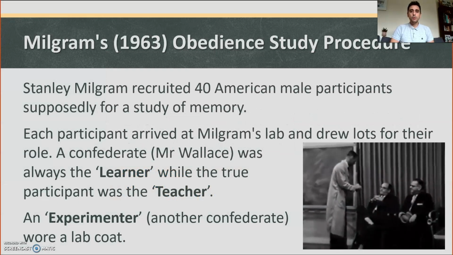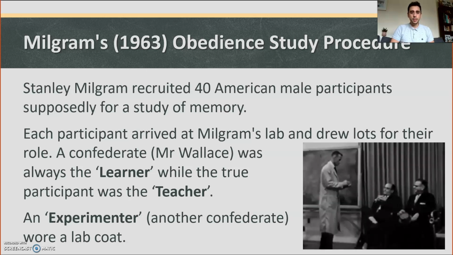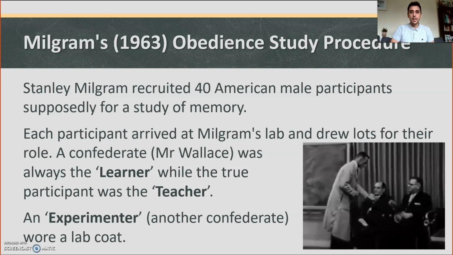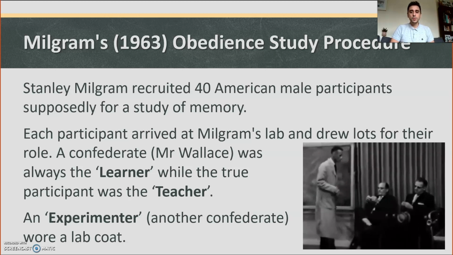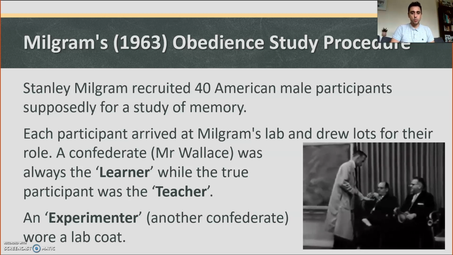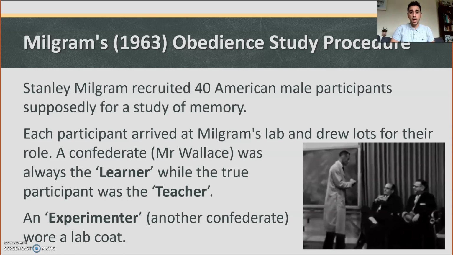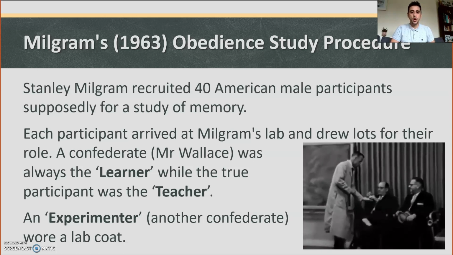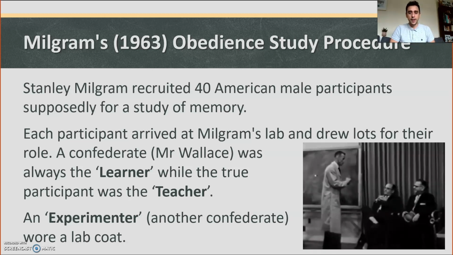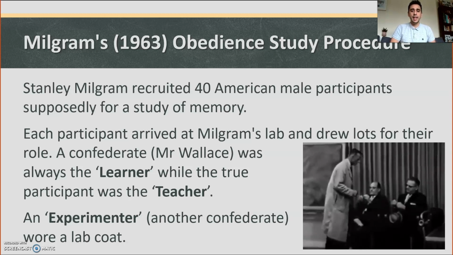Stanley Milgram recruited 40 American male participants supposedly for a study of memory. Each participant arrived at Milgram's lab and drew lots for their role. A Confederate, Mr. Wallace, was always the learner, while the true participant, or the naive, or the actual real participant, was the teacher. An experimenter, another Confederate, so another researcher part of the research study, wore a lab coat.